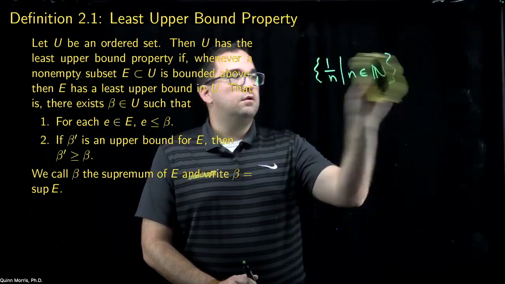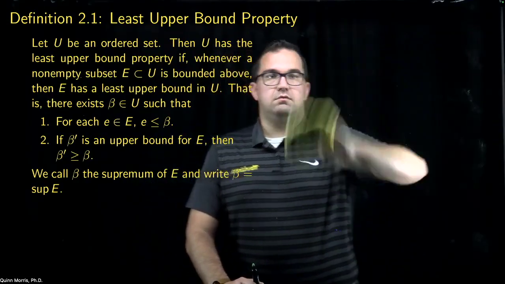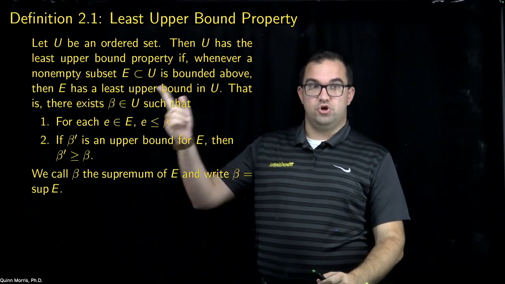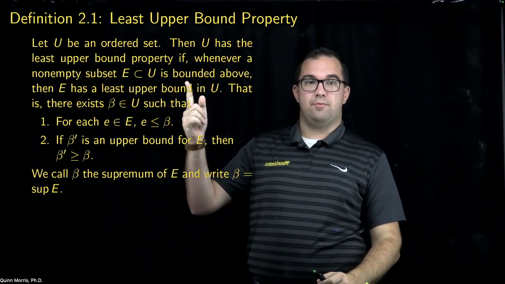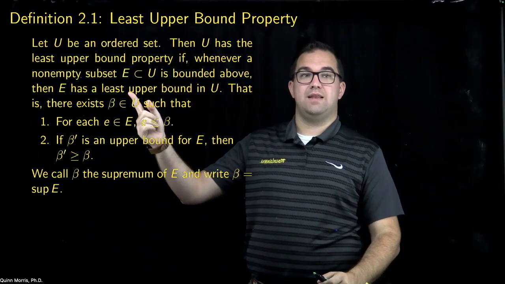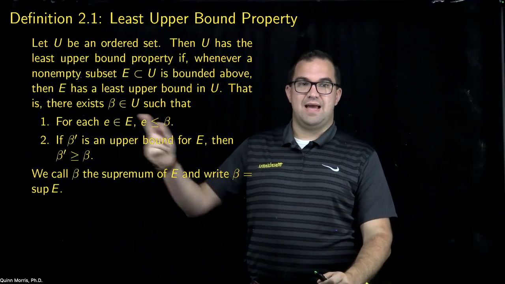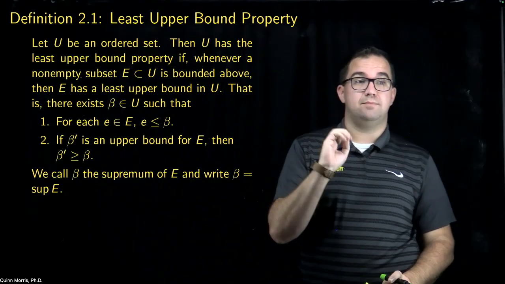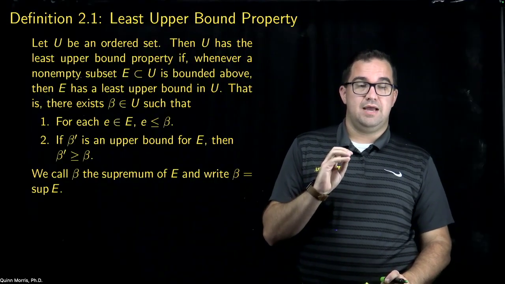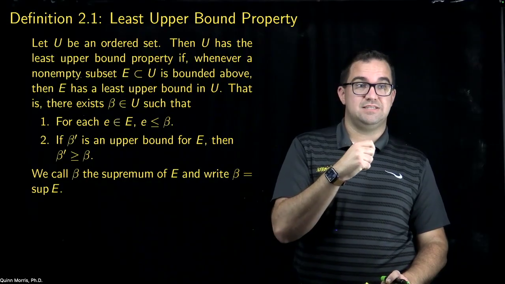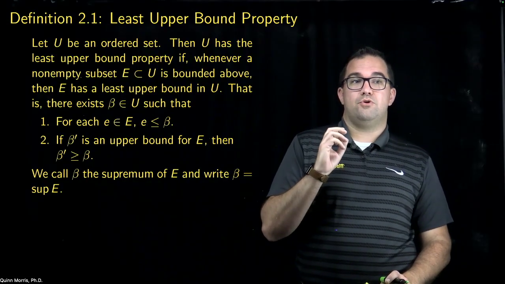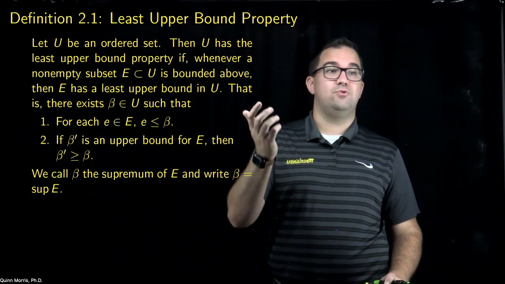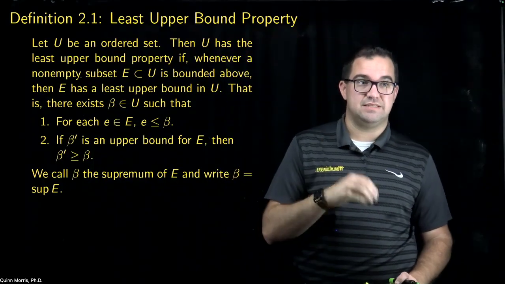Now, we are saying that a set U has the least upper bound property if every non-empty subset satisfies this condition. So we just, for example, looked at two subsets of the real numbers and showed that each of those has a least upper bound. But in order to prove that the set of real numbers has the least upper bound property, you'd have to do it for every non-empty set of the real numbers.